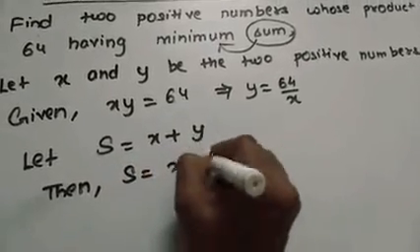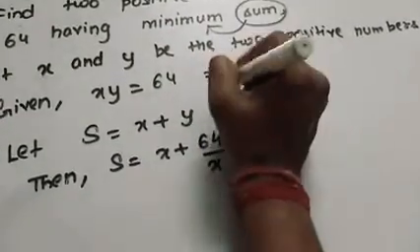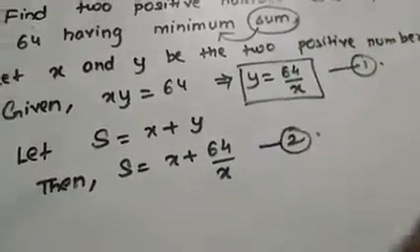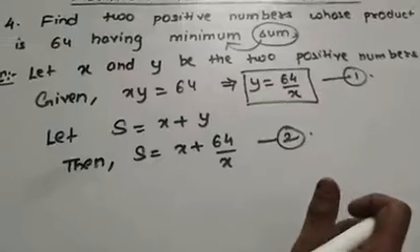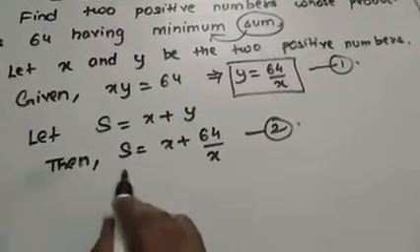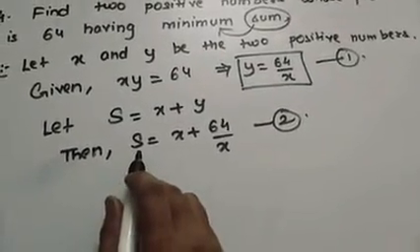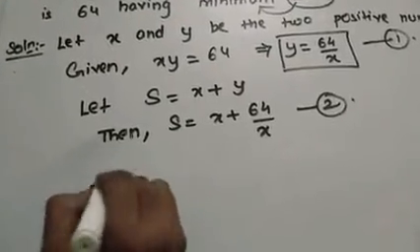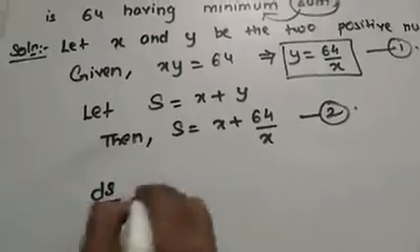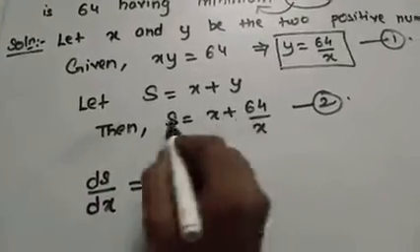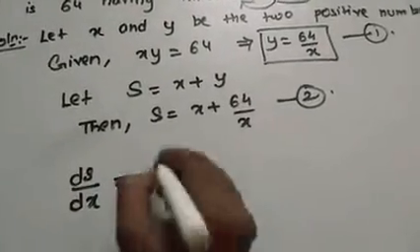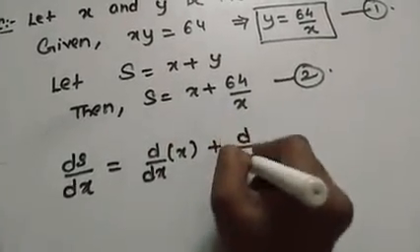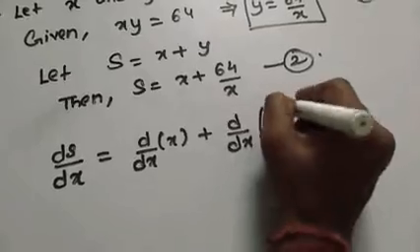x plus 64 by x. Okay, name this expression as 1, this as 2. So for minimum, first of all we have to find the first derivative, then the second order derivative. So the first order derivative, ds by dx, differentiating both sides with respect to x. Okay, so d/dx of x plus d/dx of 64 by x.